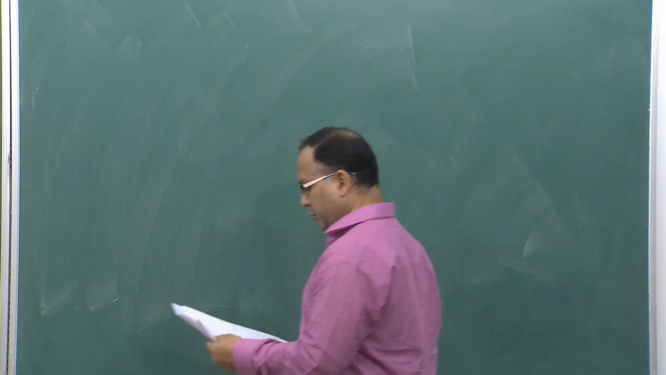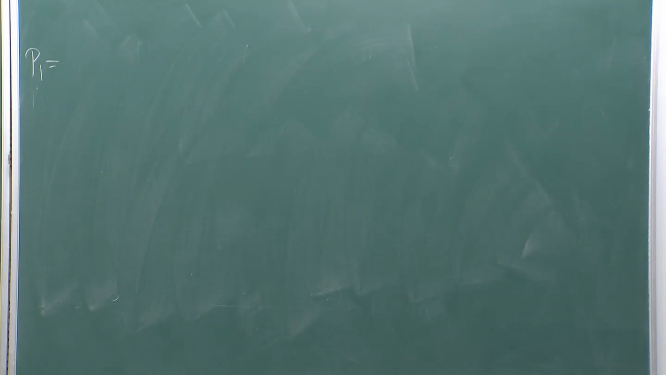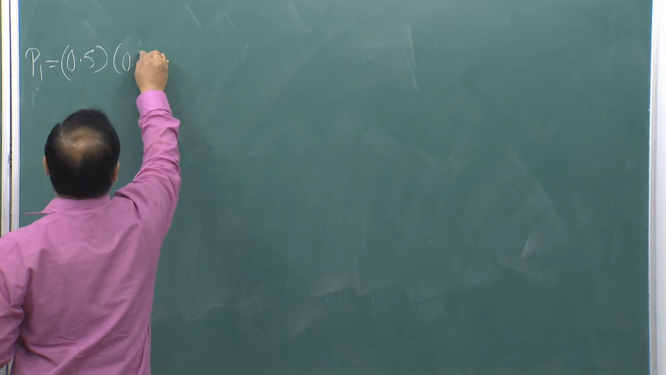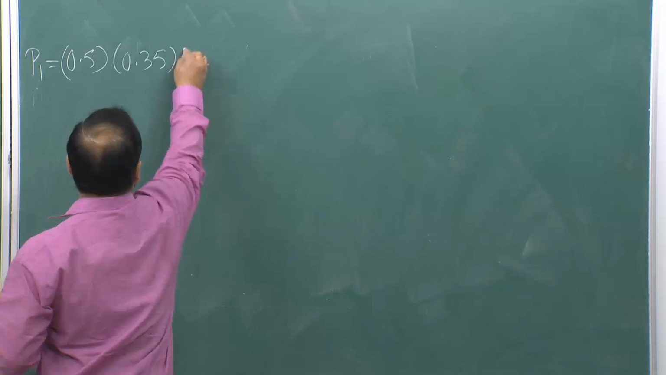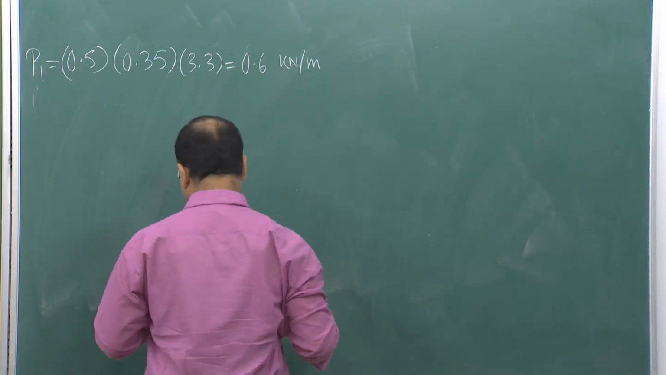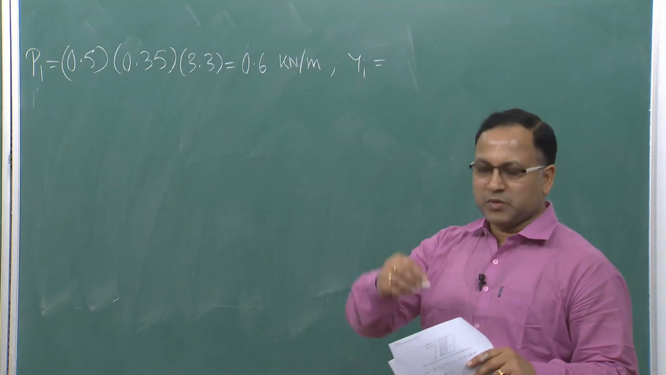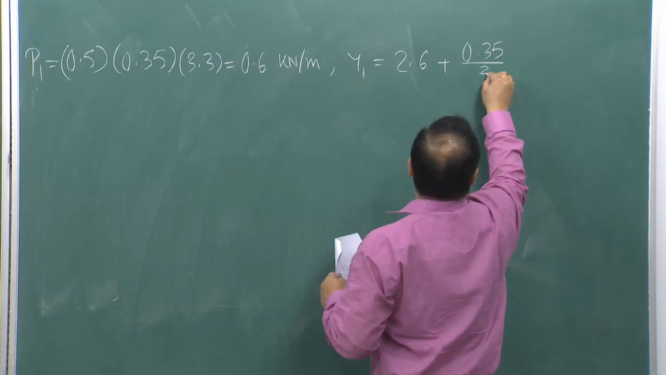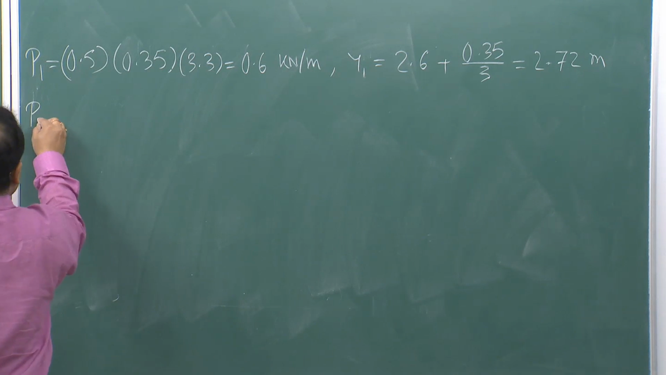Okay. So, suppose I want to calculate P1. How I will calculate P1? P1 is equal to area of this small triangle, right. So, P1 is nothing but 0.5 into 0.35, that is the height, multiplied by 3.3, which comes as 0.6 kilonewton per meter run of the wall, and it acts at a point which is y1 distance above the base of the wall. So, y1 is equal to 2.6 plus 0.35 by 3 is equal to 2.72 meter.